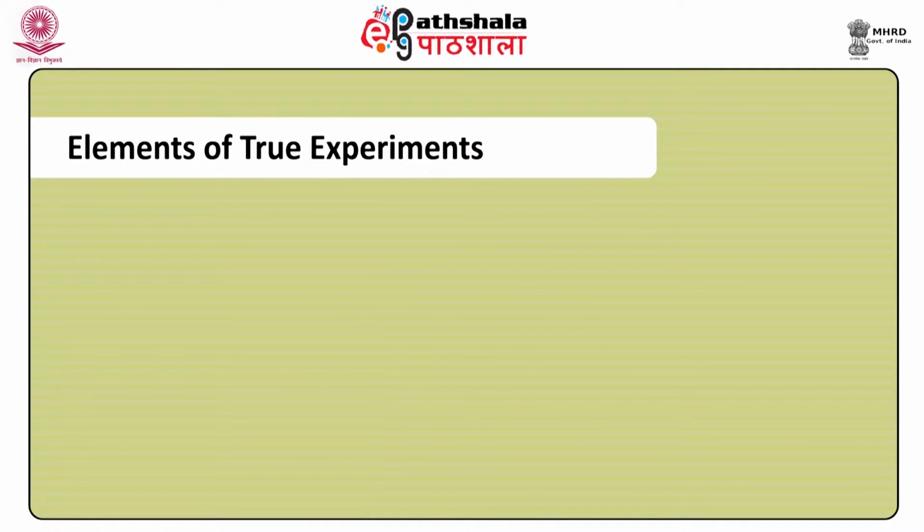Now, what are the elements of true experiments? There are 4 elements in a true experiment. 1. Manipulation. 2. Control. 3. Random selection, and 4. Random assignment. Let us look at each one of these in detail.